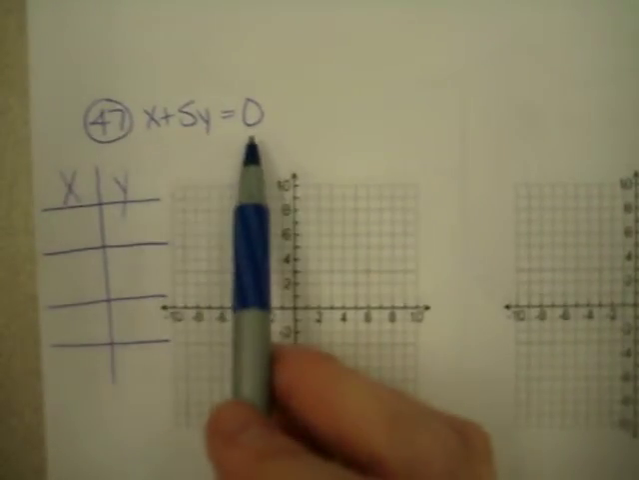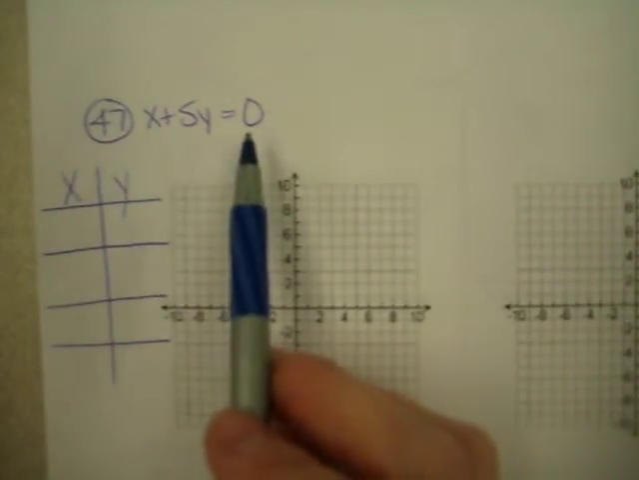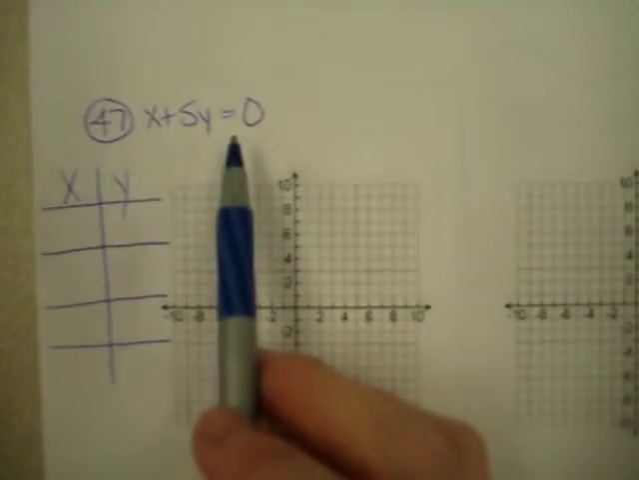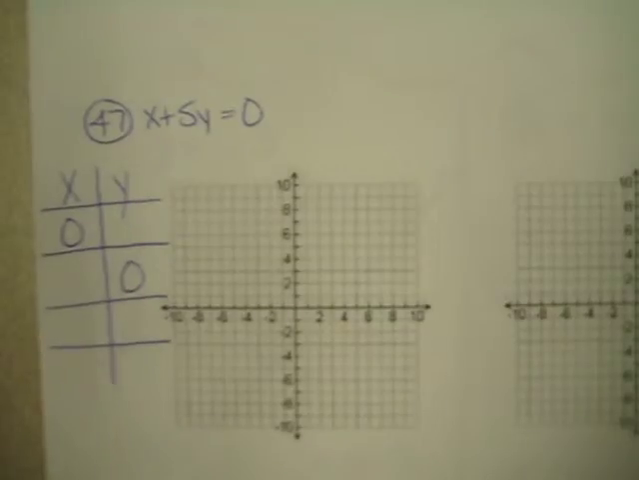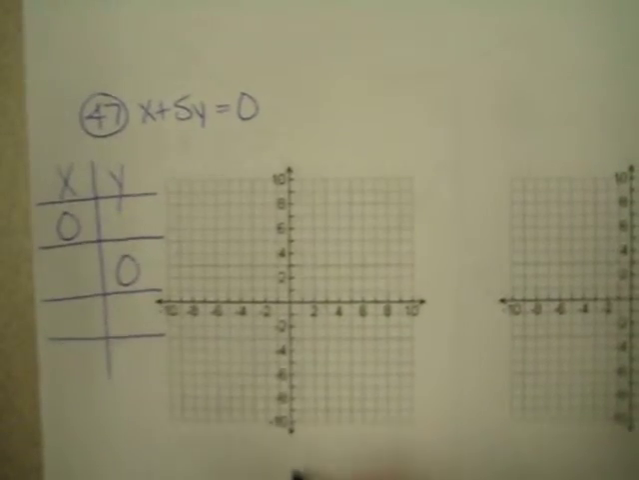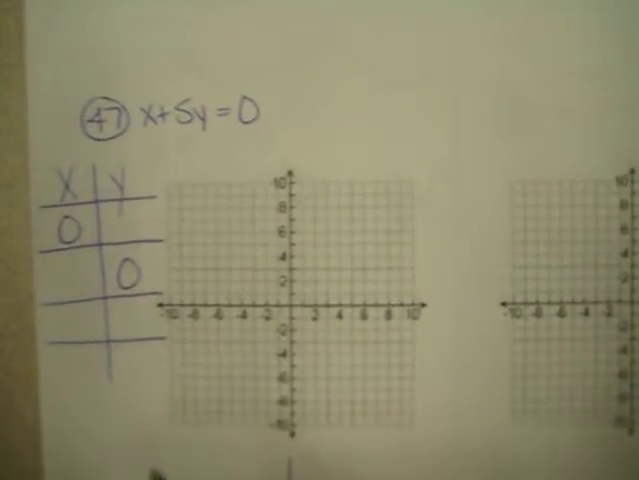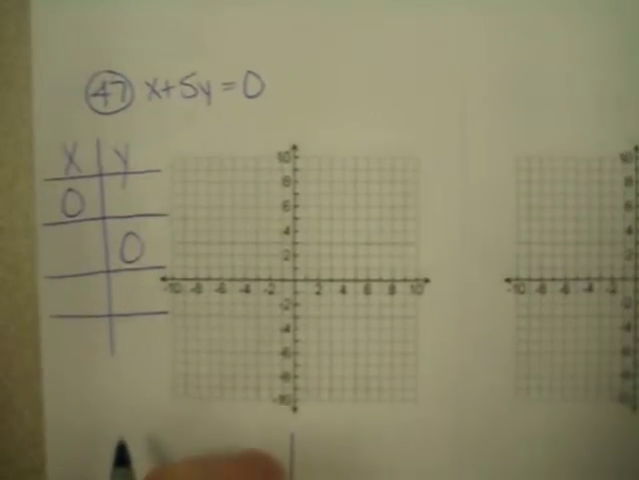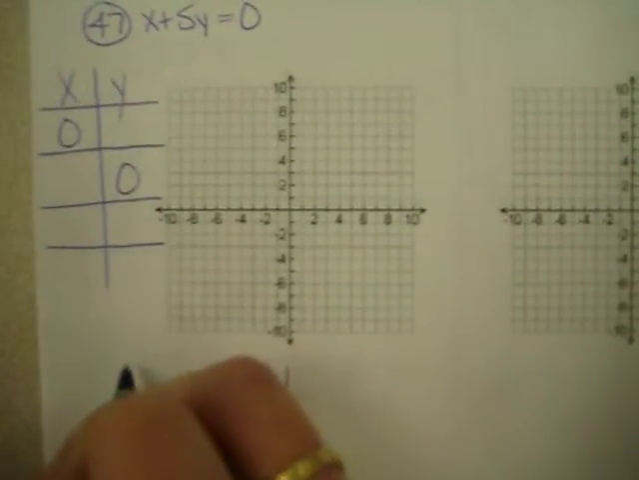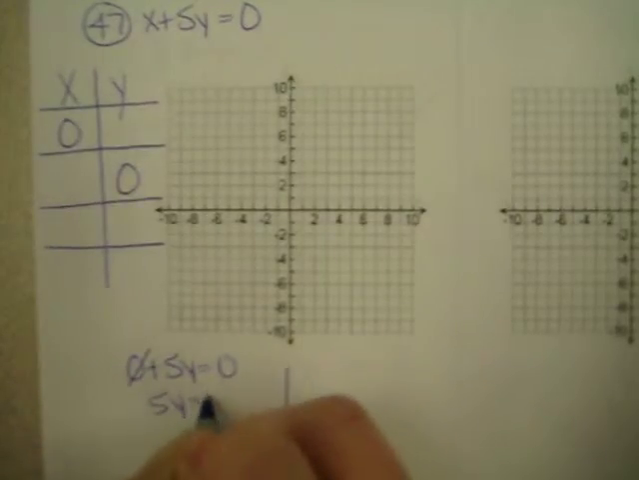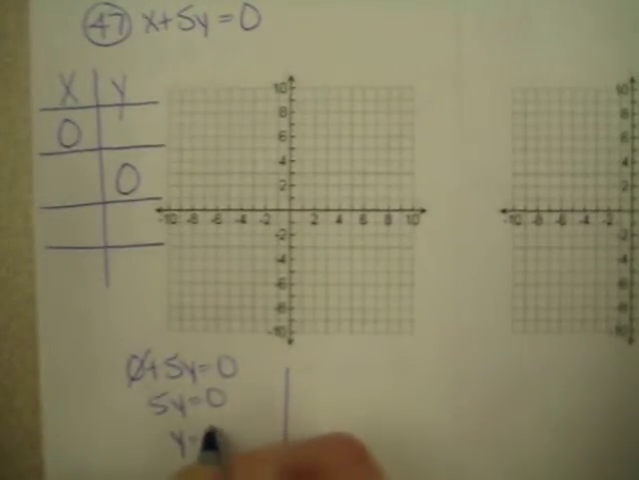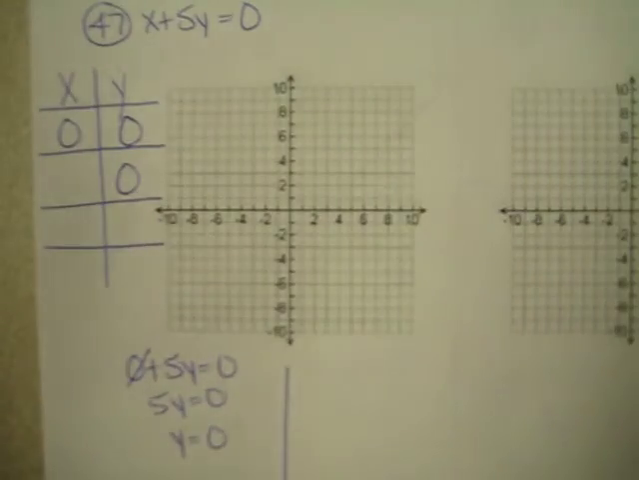So x plus 5y equals 0. I am going to start by plugging in the intercepts. So I plug in x equals 0. So 0 plus 5y equals 0. 5y equals 0. Divide everything by 5. I get y equals 0. Okay, so far I do not have an x-intercept.